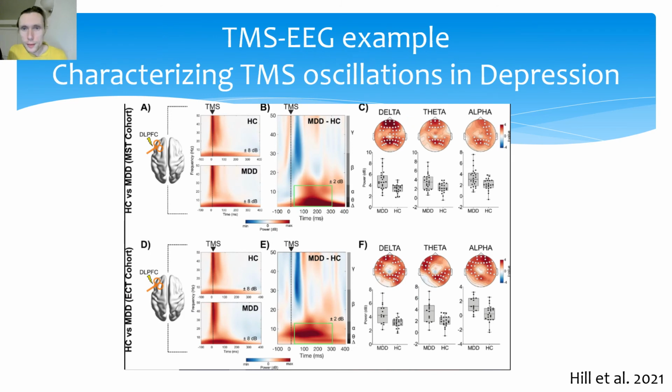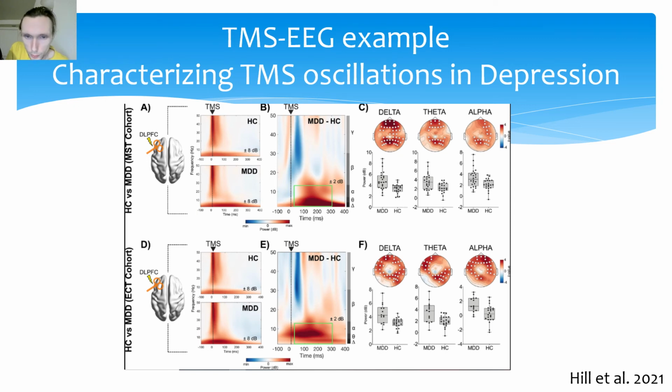All right, so let's see an example of why this kind of research would be important. This is a study by Hill et al. from a group in Australia, where they looked at TMS oscillations in depression. And what they found is that compared to healthy control participants, the activity of lower frequency EEG waves in the delta, theta, and alpha range was increased in participants with major depressive disorder compared to healthy controls.